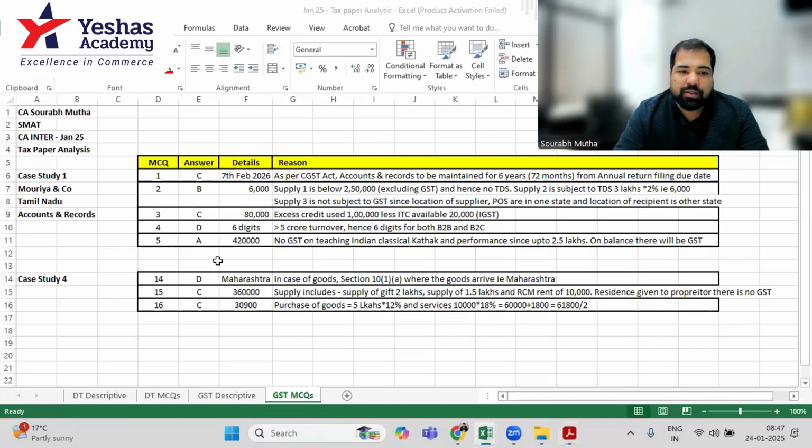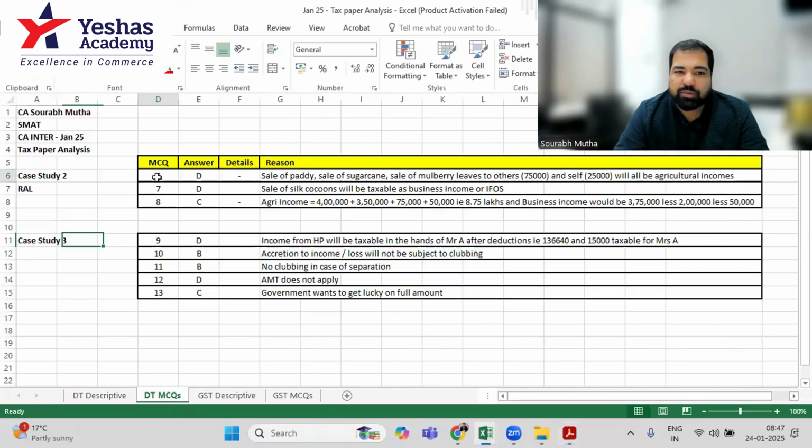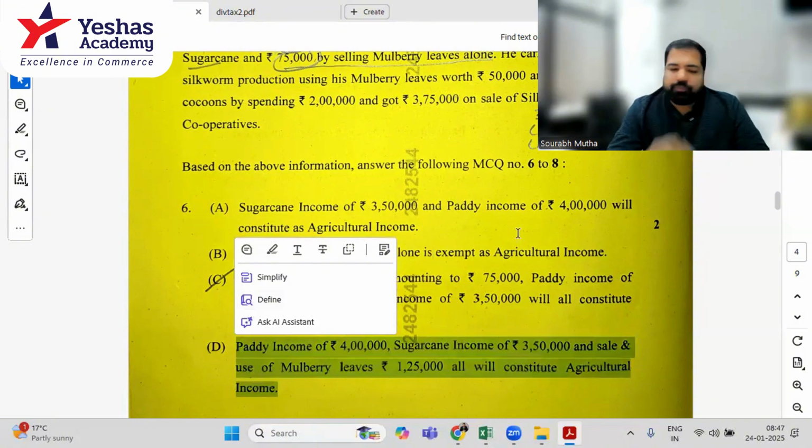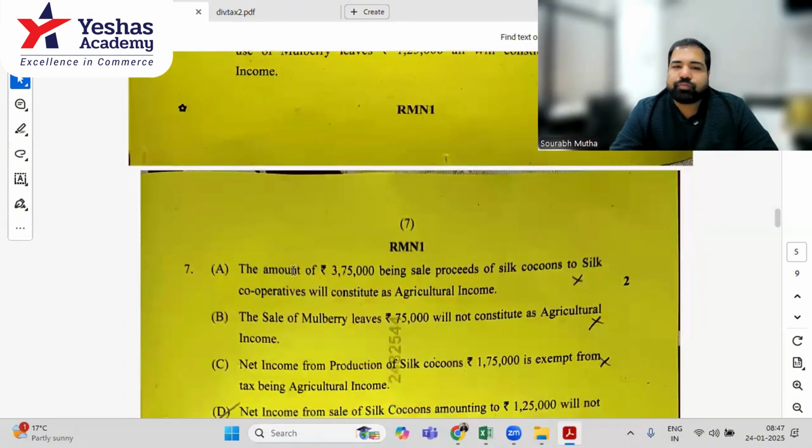The sixth one answer is D. Here we go. This is DT MCQ. Sixth one answer is D. Let's move ahead to the seventh one.